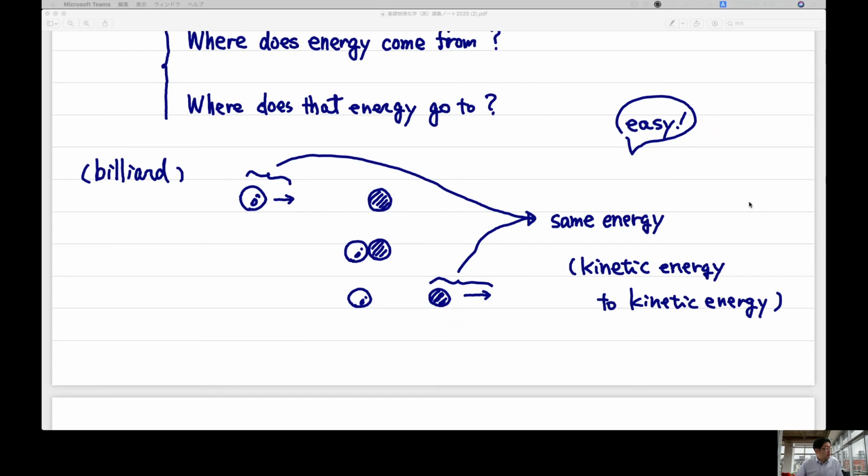If you can imagine the billiards shown here, the white ball hits the black ball. This is the hitting point, and after that, the white ball stops here, but the black ball goes with the same energy as the white ball. This is one of the typical situations of energy transformation. Kinetic energy of the white ball transfers to the kinetic energy of the black ball. This is a very easy process.